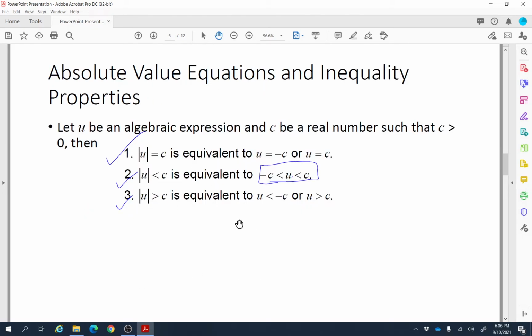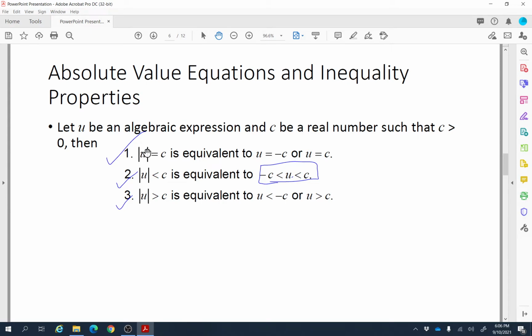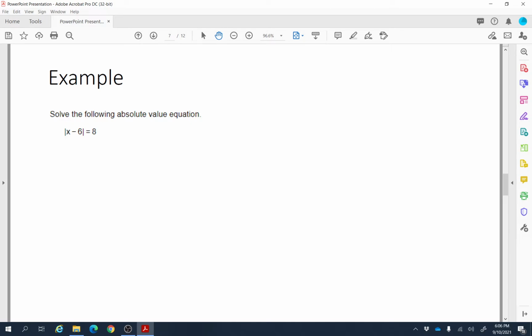While solving equations or inequalities, we're going to keep this in mind. First equation: the absolute value of x minus 6 is equal to 8. We are going to find the value of x for which the distance of x minus 6 from 0 is 8. As you can go back here, if the absolute value equals some constant, then you can always divide it into two cases: the positive value of that constant or the negative value of that constant. So in this case, we do the same thing: x minus 6 might be equal to positive 8, or x minus 6 might be equal to negative 8.